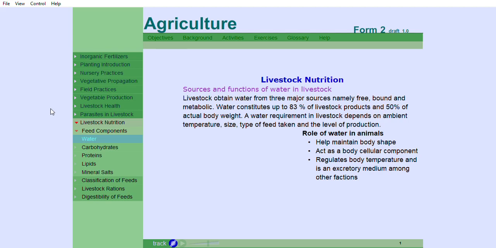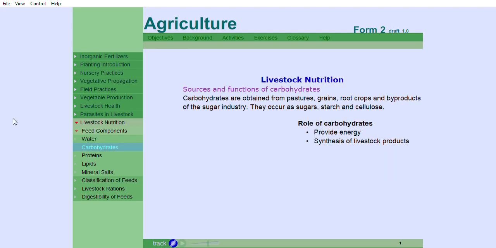Roles of water in animals' body: help maintain body shape, act as a body cellular component, regulate body temperature, and act as an excretory medium, among other functions. Sources and functions of carbohydrates. Carbohydrates are obtained from pastures, grains, root crops, and byproducts of the sugar industry. They occur as sugars, starch, and cellulose. Roles of carbohydrates are to provide energy and for synthesis of livestock products.